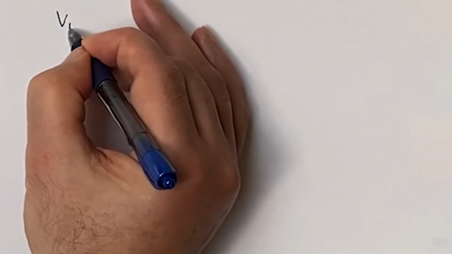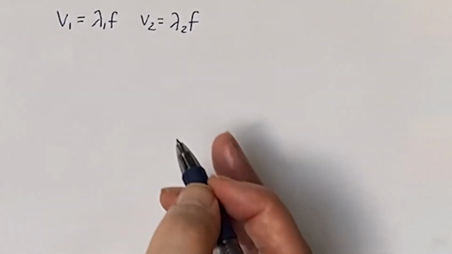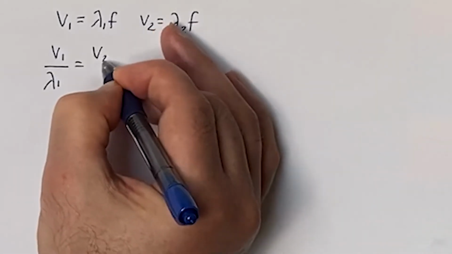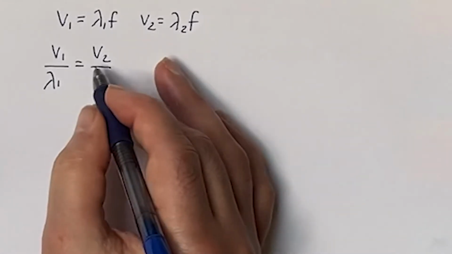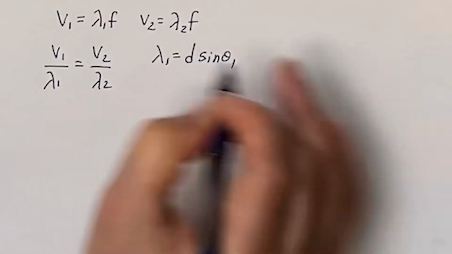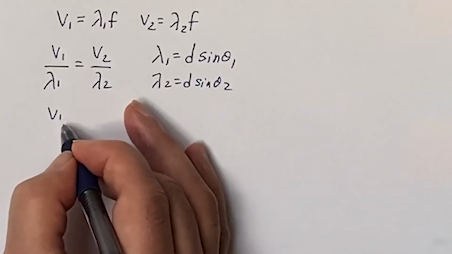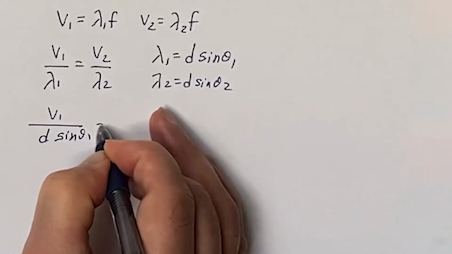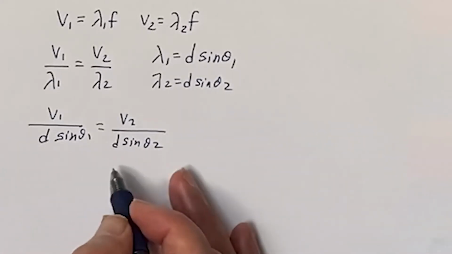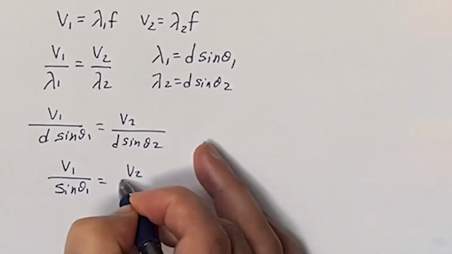All right, so now let's go back and regroup. We have V1 is lambda 1 f, and V2 is lambda 2 f, all right? So that means V1 over lambda 1 is f, but also V2 over lambda 2 is f. And now we use the rule that we figured out here, that lambda 1 is d sine theta 1, and lambda 2 is d sine theta 2. So therefore we can write this as V1 over d sine theta 1 is V2 over d sine theta 2. And you can cancel the d's here. So we're going to cancel the d's and have V1 over sine theta 1 is V2 over sine theta 2.